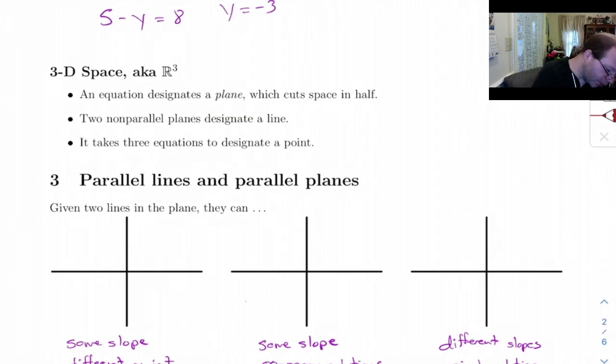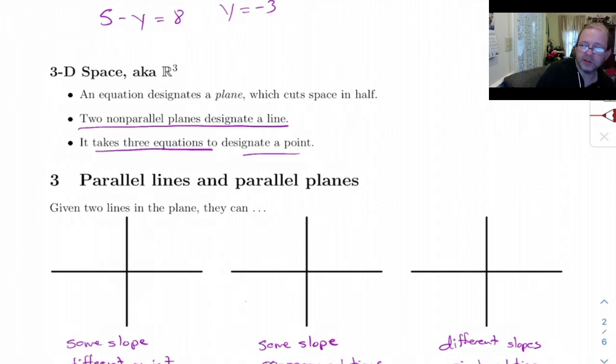But like before, notice it. 2 non-parallel planes designate a line, and it takes 3 equations to designate a point in 3-dimensional space. So we're going to come back to that a little later when we're looking at solutions of systems, because thinking of equations in terms of the lines or planes that they represent, that's going to be a useful thing to visualize later. So we'll stop this video here and we'll pick up in the next one.